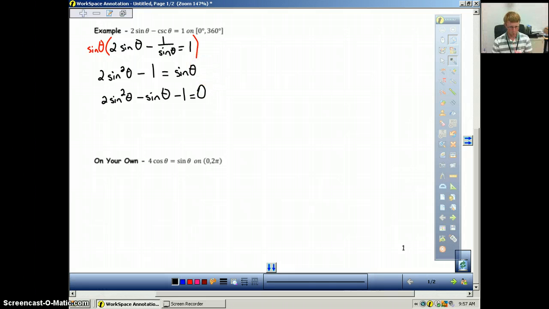So what you want to look at here is, and I know this can be difficult for some of you, but imagine your sine being a variable. If my sine were just a variable, this is how this would look. It would be 2x squared minus x minus 1 equals 0. And then we would go through and try and factor this. If you factor this, you get 2x plus 1, and you get x minus 1. And then you could solve. But we're not solving for x here, but it's going to be the exact same thing.